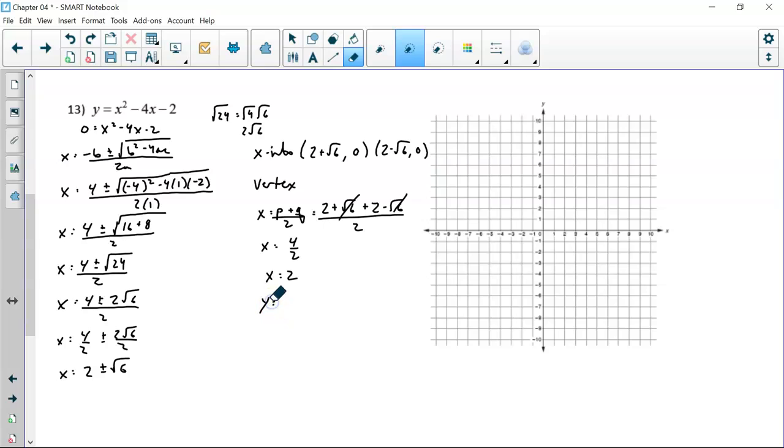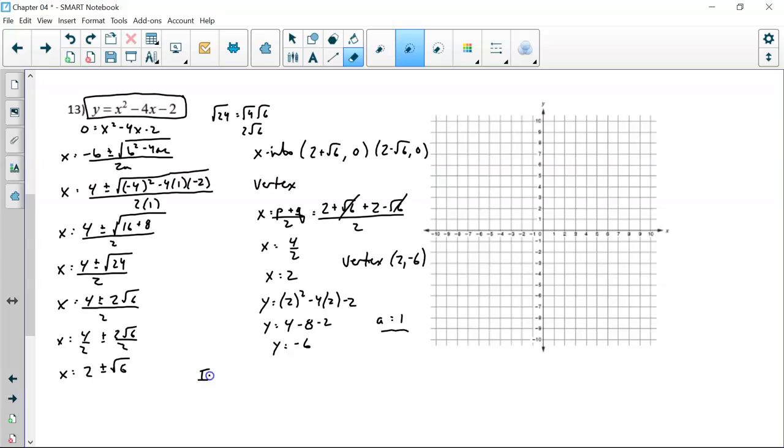And then y equals 2 squared minus 4 times 2 minus 2. So y equals 2 squared, which is 4, minus 8, minus 2. So 4 minus 8 is negative 4, minus 2 is negative 6. So our vertex is at (2, negative 6). Now, for all of these, a is 1. So now, there's standard form.